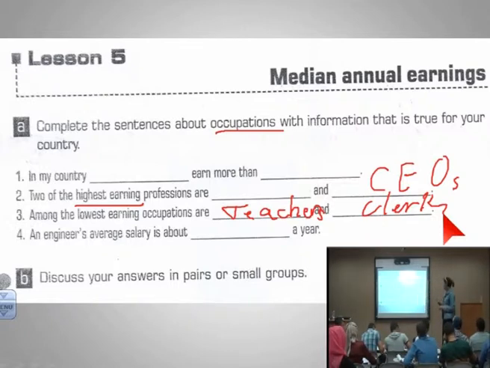Okay. So among the lowest earning occupations are teachers and clerks. Poor teachers, with the clerks, the same level. It is too low. In general in our society the salaries are not so high, because the economy of Palestine is not so strong, so it affects our salaries and of course the income is affected.